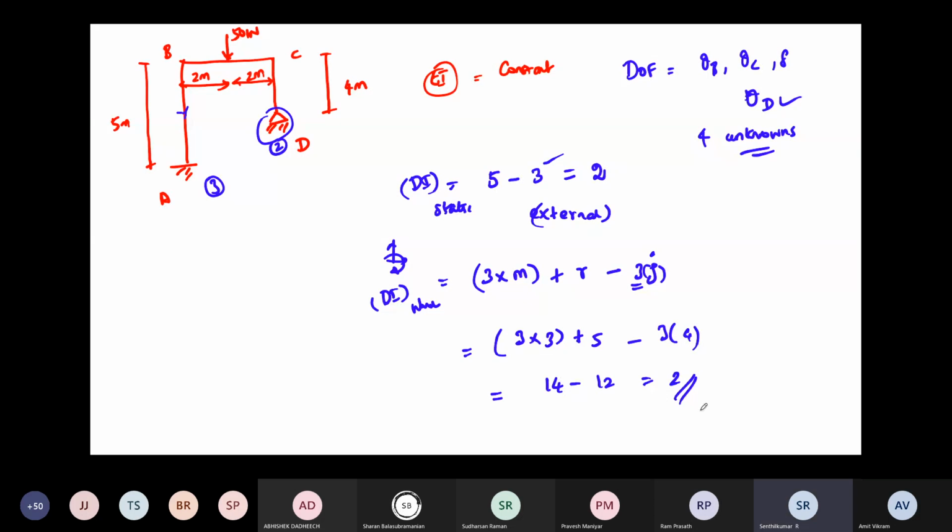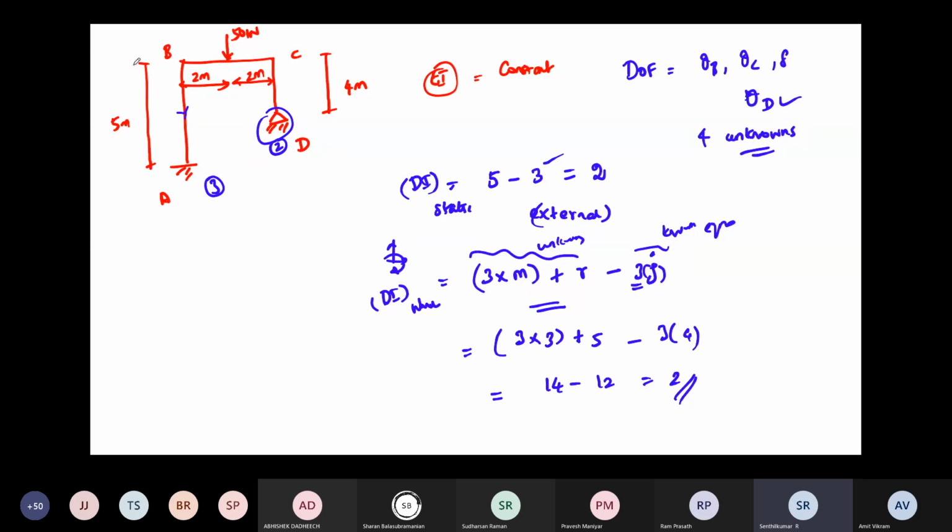So the whole indeterminacy value is 2. Have you understood this equation? What I'm saying is each member will have 3 unknowns. So these 2 parts are unknowns. This is the known equations. Unknowns are what? Each member has 3 unknowns, plus the reactions are also unknowns, right? So 3 here, 2 there, that is 5.